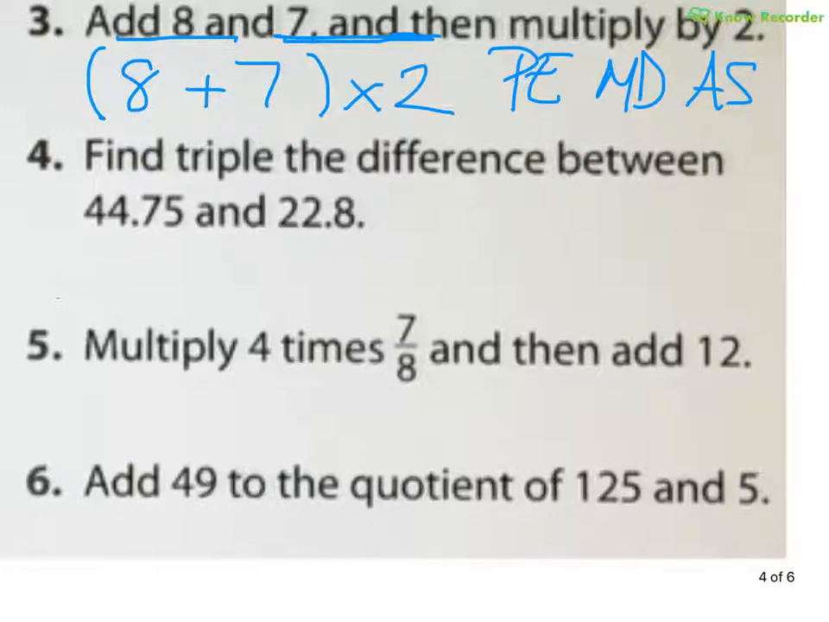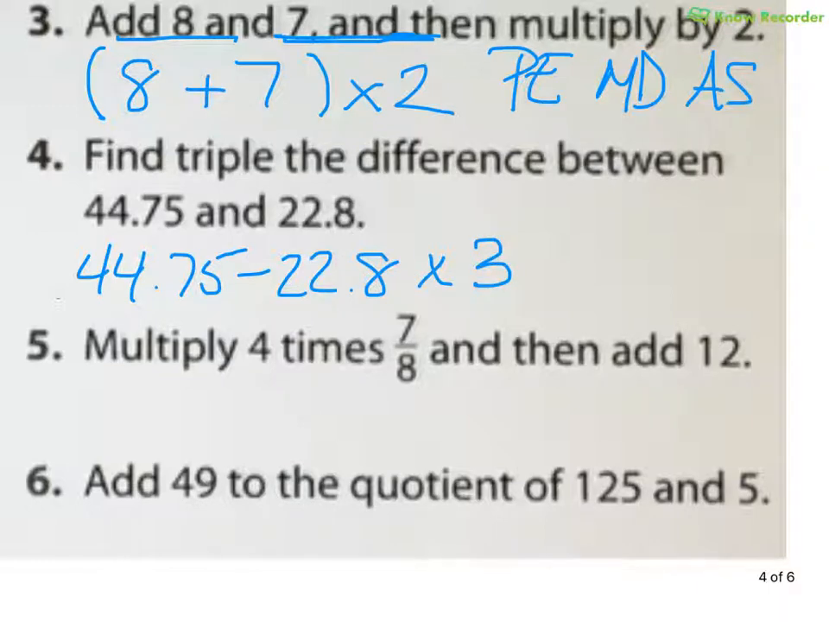Find triple the difference, keyword for subtraction, between these two numbers. So first I get these two numbers and I find the difference. And then I multiply it by 3. But I have to make sure that I have my parentheses because, again, multiplication would have come before subtraction. So stick some parentheses around it.